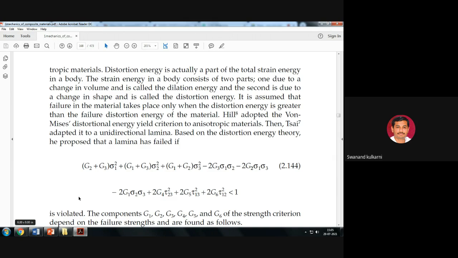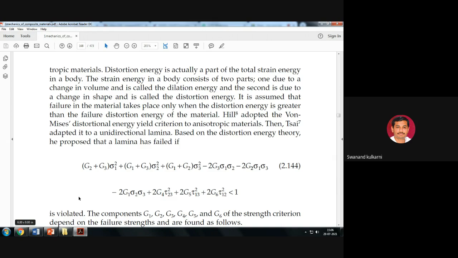Distortion happens means shape changes, and dilation happens means volume changes. Is it okay? These two things are related to each other but somewhat different. Whenever the concept of shape comes, the word used is distortion, and whenever the concept of volume comes, the word used is dilation. Is it okay? The basis of this particular theory, the Psi-Hill failure theory, is the von Mises stress, the von Mises theory, and now you should understand what is meant by distortion and what is meant by dilation. So dilation energy is due to volume change, and second is due to shape changing, that is the distortion energy.